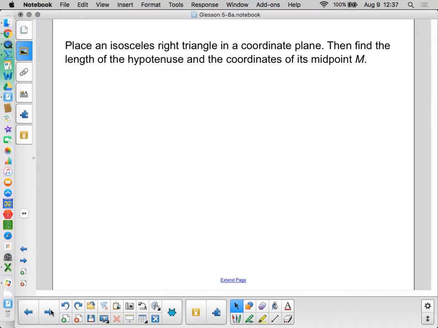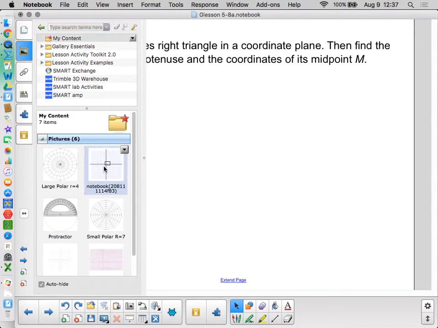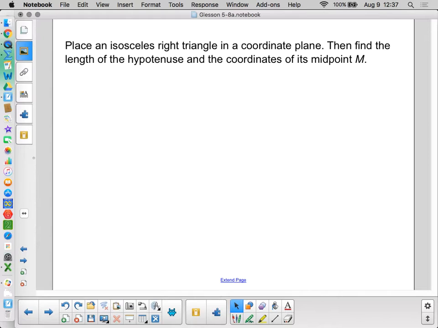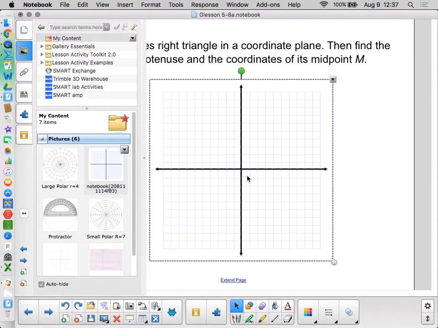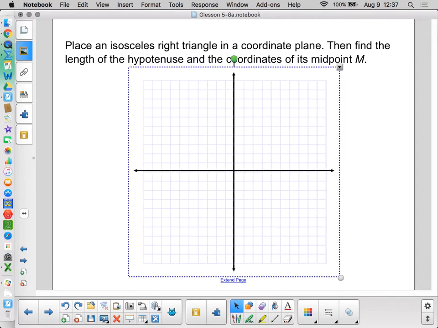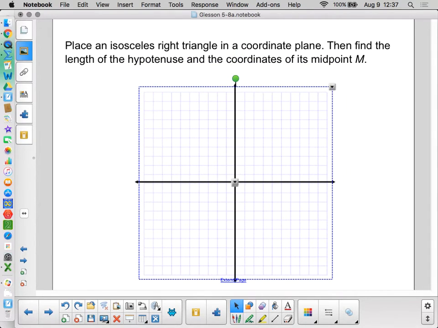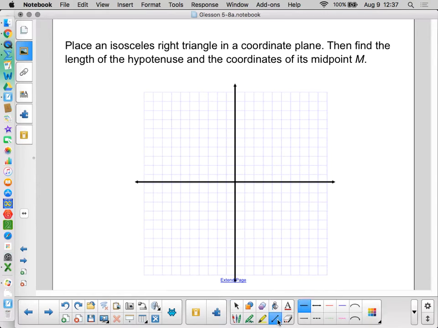Okay, so we're going to need a graph. Now I want an isosceles right triangle. If it's going to be a right triangle, where are we going to put that right angle? Right at the origin. All right, I need it to be isosceles and right. So I'm going to go ahead and make that many units long and make this exactly the same. 1, 2, 3, 4, 5. 1, 2, 3, 4. Okay, and there's my right triangle.